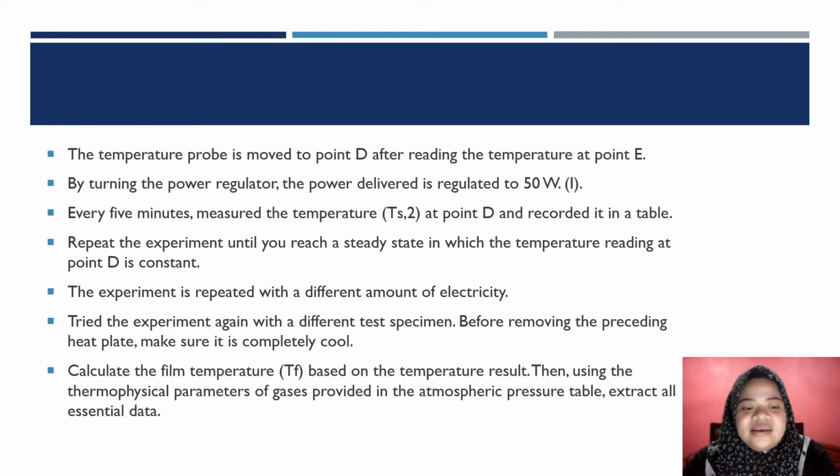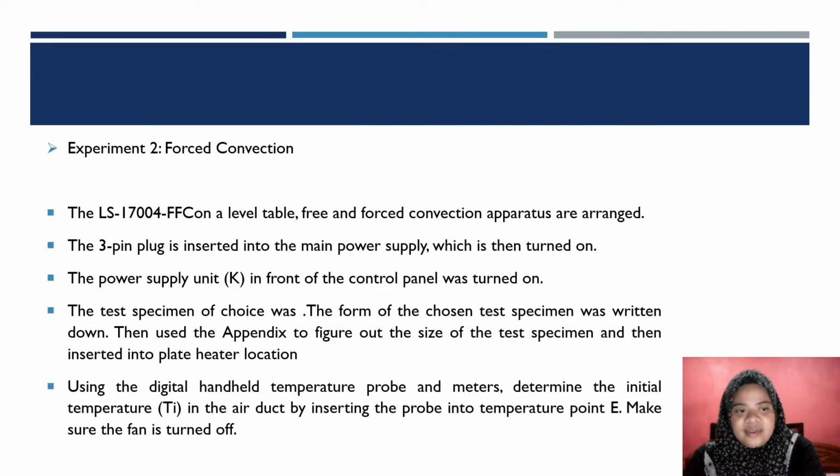Try the experiment again with a different test specimen. Before removing the preceding heat plate, make sure it is completely cool. Calculate the film temperature based on the temperature result. Then using the thermophysical parameters of gas provided in the atmospheric pressure table, extract all the associated data. Next is experiment 2, which is forced convection.